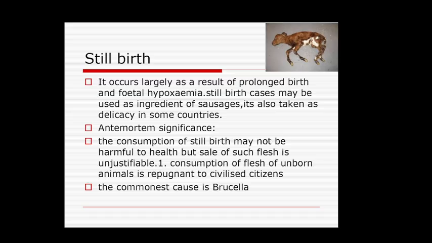Stillbirth. It occurs largely as a result of prolonged birth and fetal hypoxemia. Stillbirth cases may be used as an ingredient of sausages and are also used as a delicacy in some countries. But the antemortem significance of it is that it's not harmful to health, but the flesh is unjustified. So that is why it is ethically not correct to eat the meat from stillbirth.